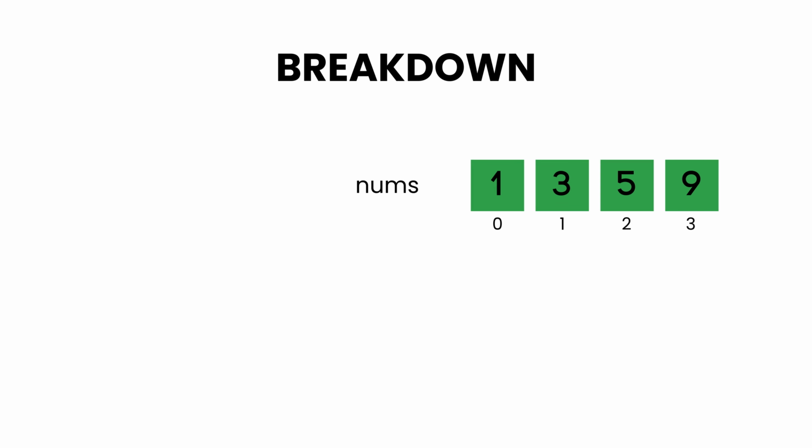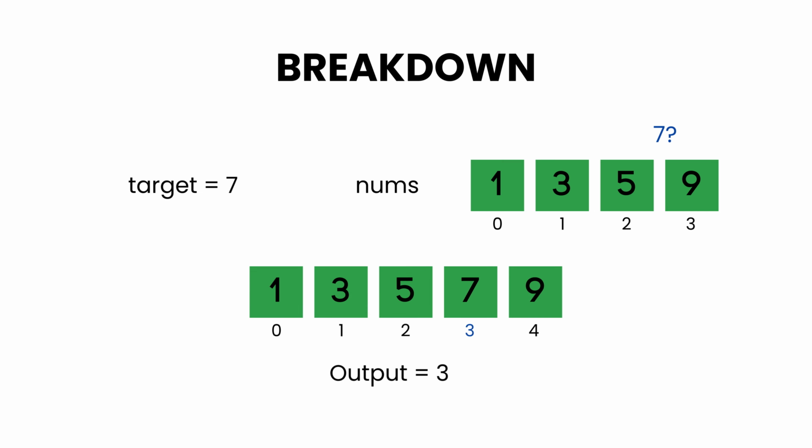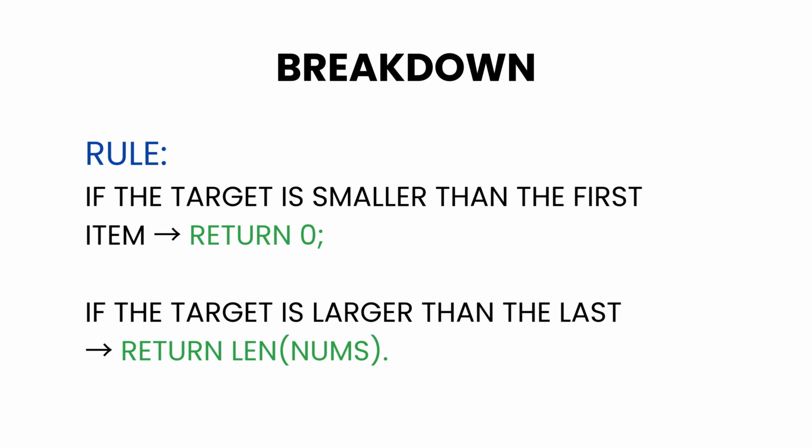Breakdown. We're given a sorted array nums, no duplicates, and a target. If the target exists, return its index. If not, return the index where it should be inserted to keep the array sorted. Edge cases: target smaller than the first item, return 0; larger than the last, return len(nums).